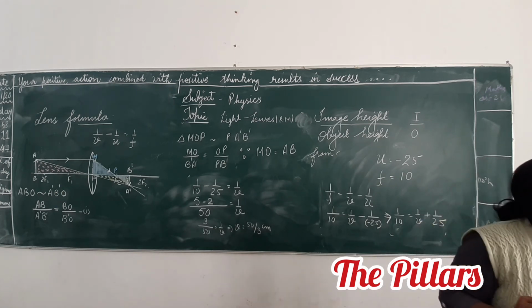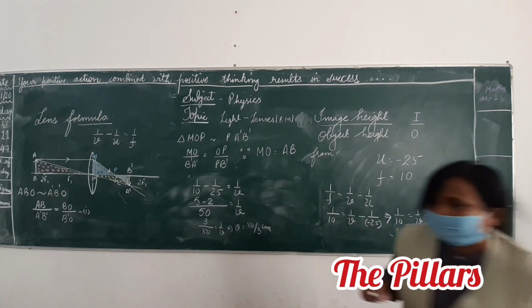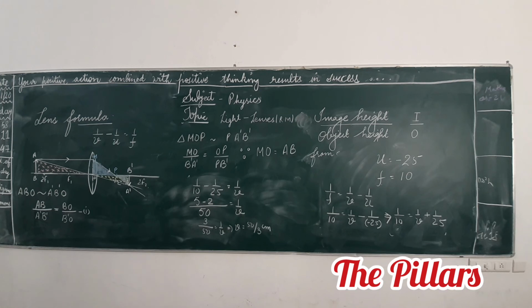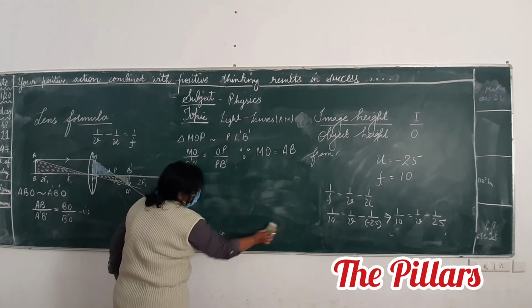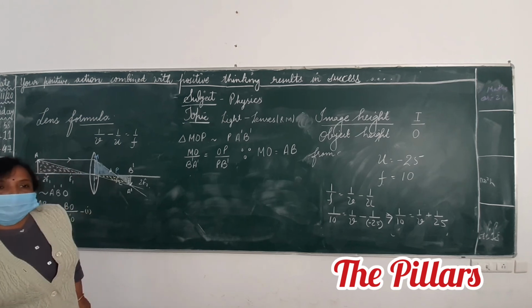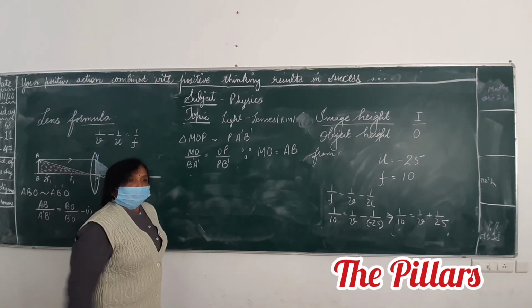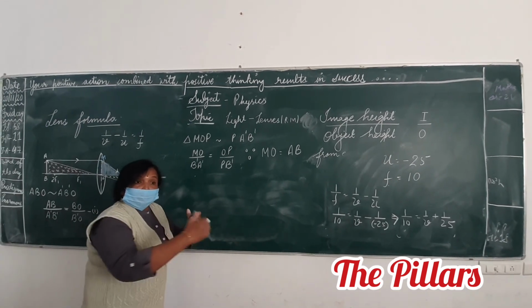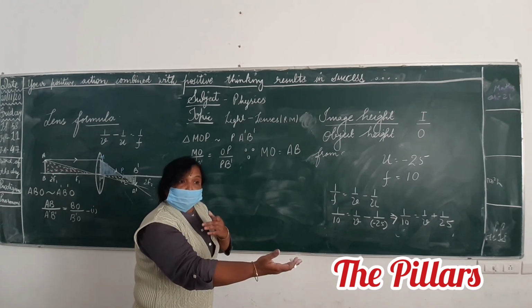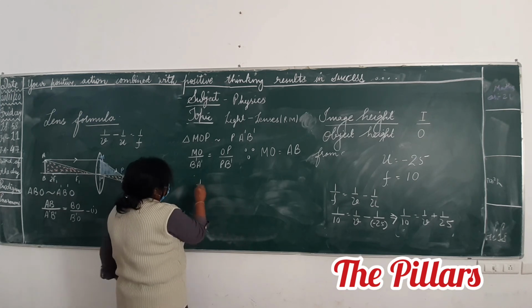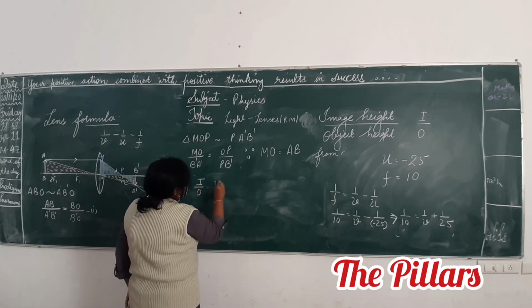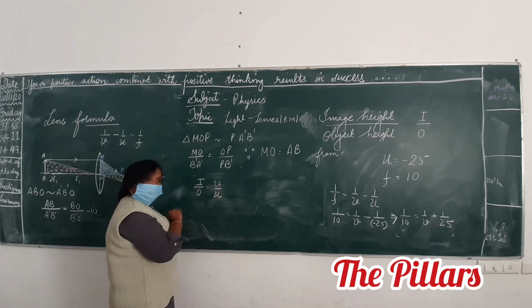And size. How would you find out the size of the image? This is what the question is asking you. First you have to find magnification. V is 50 by 3, positive you got. That means it will be behind the lens. Yes or no? And behind the lens means it will be positive. So which formula should you use? I by O is equal to V by U. We will use this formula.